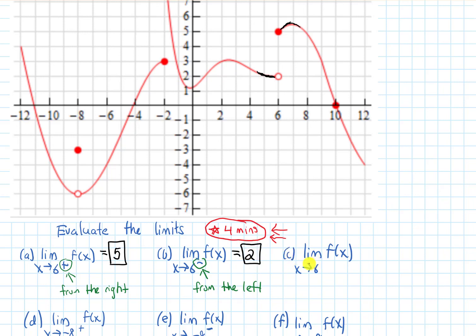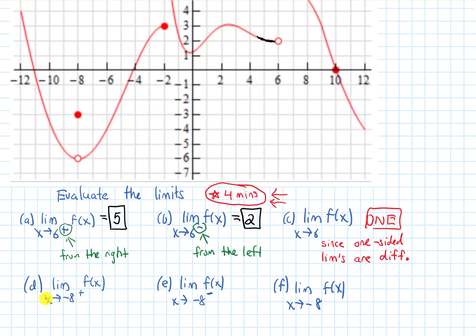Now we can do part C. This is asking for an overall limit as x approaches 6. Sometimes I call these two-sided limits. As x approaches 6, this limit does not exist, DNE, since the one-sided limits are different. I can think about this more conceptually: as x gets really close to 6, my function is approaching two numbers. It's approaching 5 from one direction and 2 from the other direction. That can't happen. The y values need to approach just one finite number for the limit to exist.